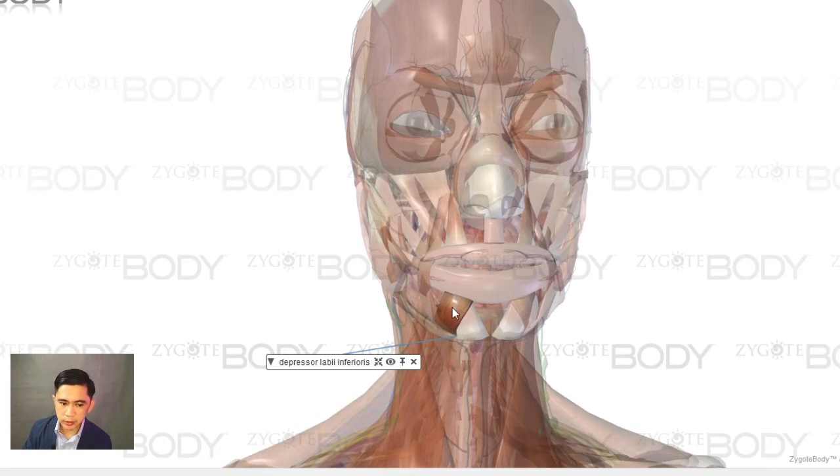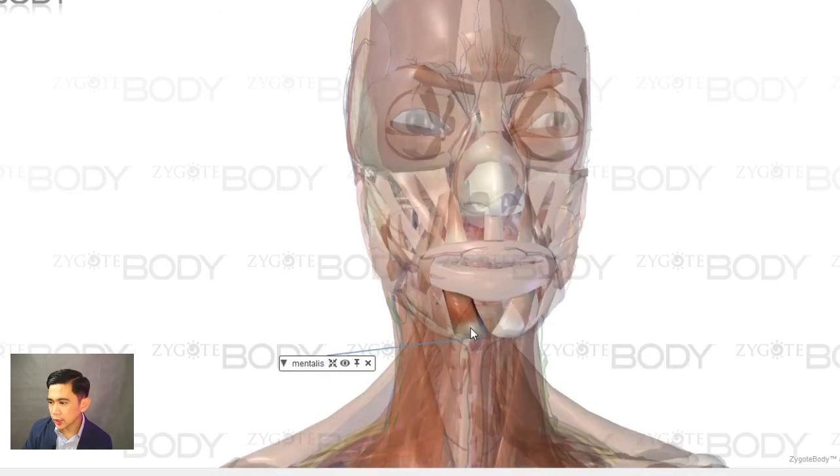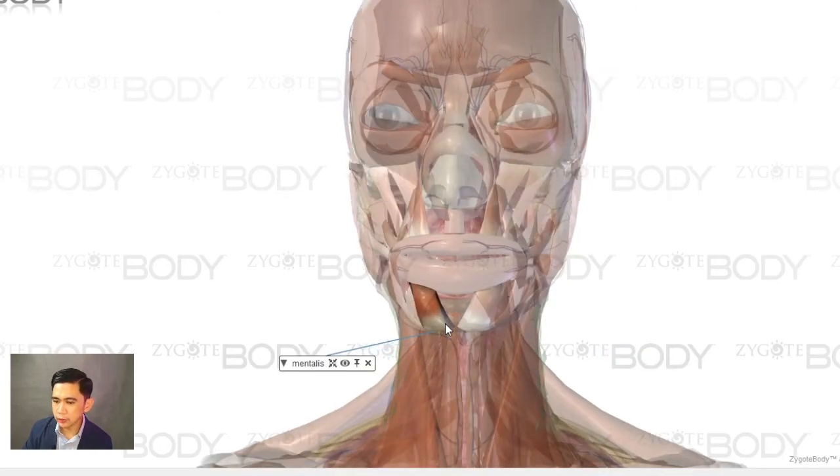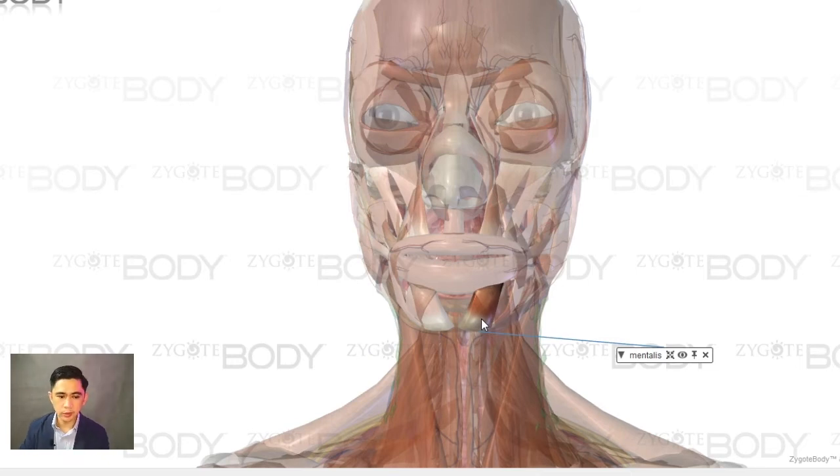We don't inject in this one. We inject on the DAO or the depressor anguli oris. Now we have the mentalis muscle. We have one here and one over here. This produces the cobblestone chin.